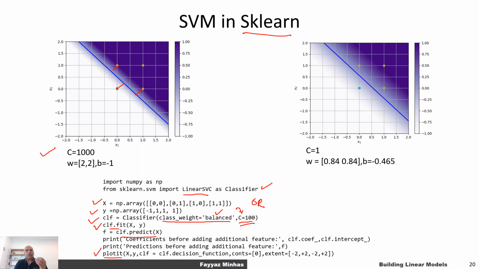So it has more noise tolerance, and it would have better generalization to unseen data. So if you use C equal to 1000, you get this line. If you look at the weight values, which you can do using clf.coef_ and clf.intercept_, this gives you the weight vector, and this gives you the bias for this support vector machine. With C equal to 1000, you get the weight vector of 2, 2 and a bias equal to -1.